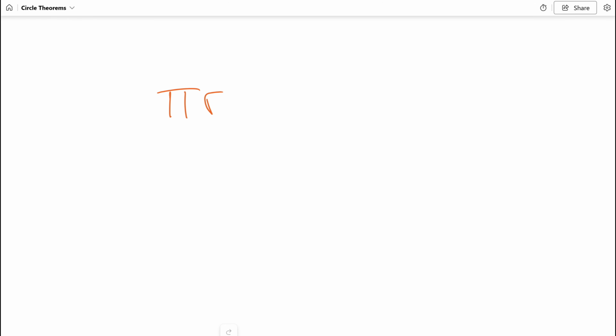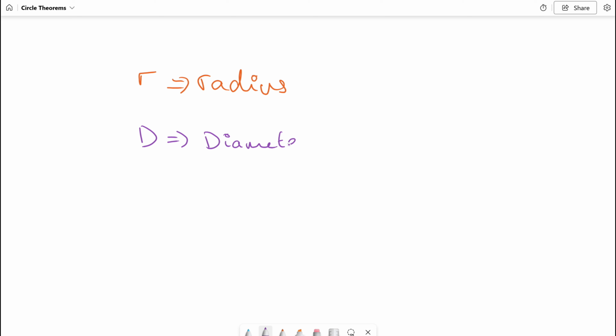Pi r squared is the area. To find the circumference, we'll just use pi d. Okay, so to find the area and circumference of circles, we need to know three things. We need to know r, which is the radius of a circle. We need to know d, which is the diameter. And we also need to know this thing called pi. Pi is actually 3.141592654, but you don't need to know all of them, you just need to know 3.14. The calculator will do the rest. So if it's a calc paper, you just put in this symbol here. But if it's a non-calc paper, you just need to know 3.14.